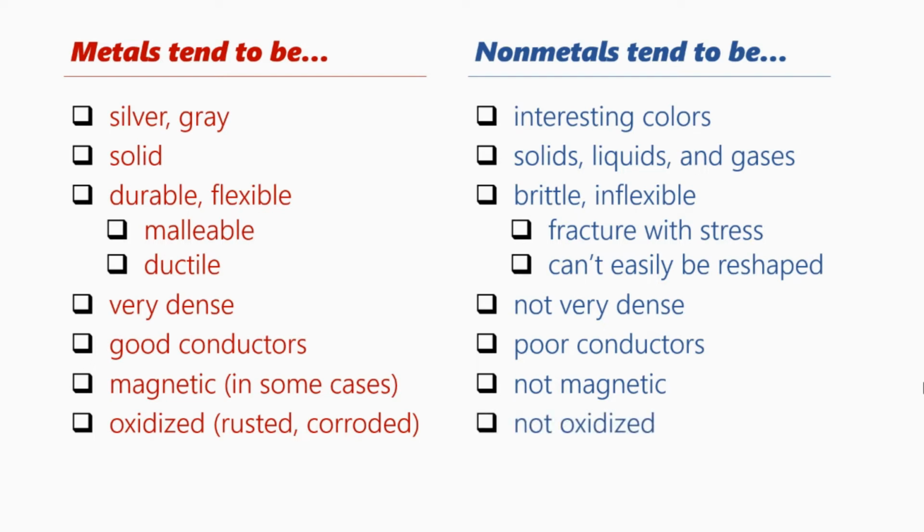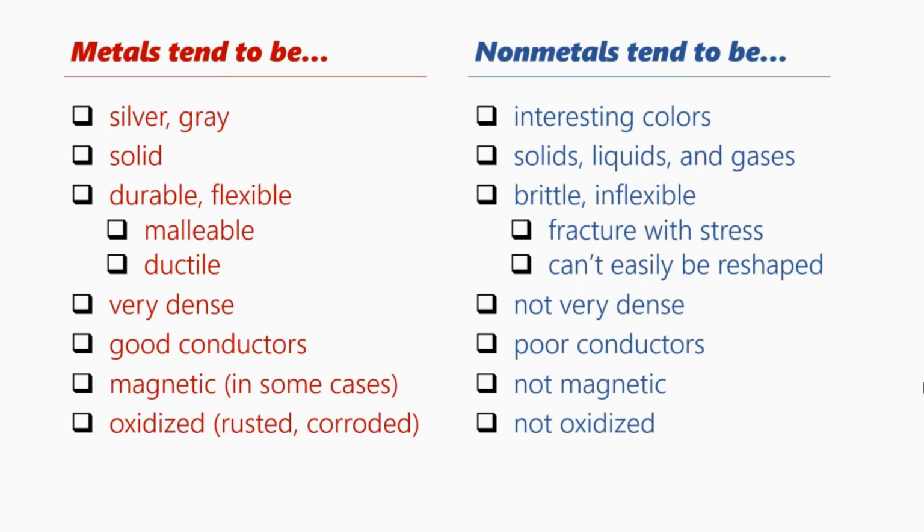And finally, nonmetals tend not to be oxidized. So they don't tend to have this ability to pick up oxygen from the air, which changes and gives a different chemical layer on the outside that has a different texture, a different color, like the rust on the outside coating of iron or something like that.